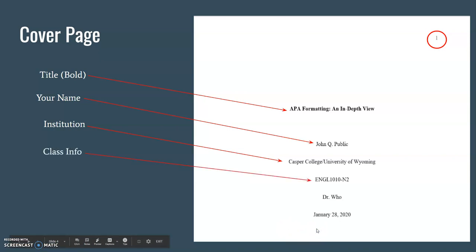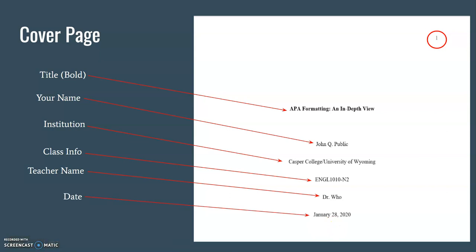After that goes your class number. So that'd be your English 1010 and your section number, 01, 02, N2, whatever it is that you take. After that is your teacher's name, so you'd put their whole name there. I just gave a simple example of Doctor Who. After that is the date that you have turned the paper in, or kind of like a publication date. So that's what your title page is going to look like.